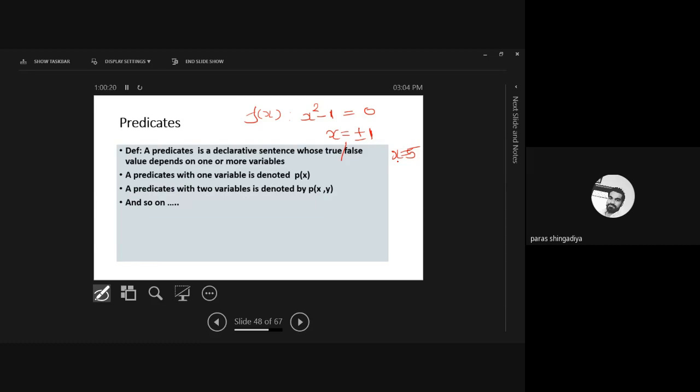So here the predicate with one variable is denoted by p of x. Now fx is called p of x because it involves a single variable. That is one p of x, x square minus 1 is equal to 0. Why is it a predicate? Because it has a truth value. Which truth value? At x equal to plus or minus 1, it is a true outcome. P of x has a T outcome, meaning a true outcome, function p of x is satisfied. And at x equal to 5, it has a false outcome for this predicate.